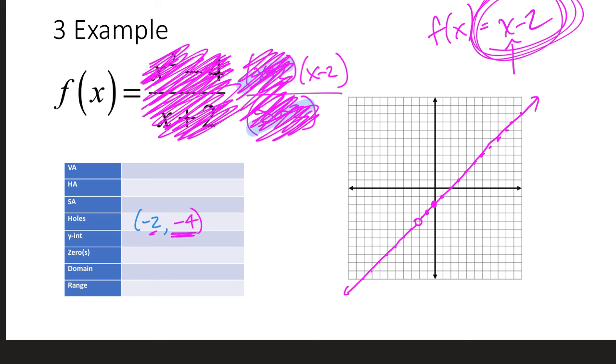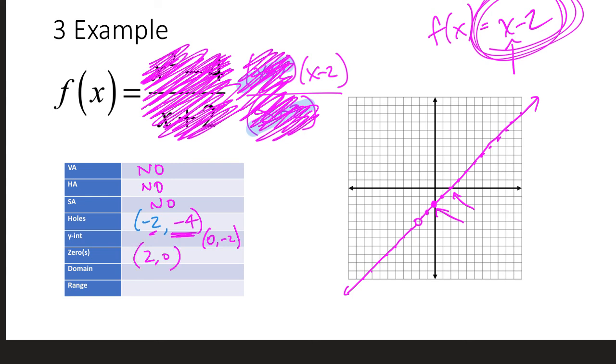So now, if you're looking at that picture, does it have a vertical asymptote? No. Does it have a horizontal asymptote? No. Does it have a slant asymptote? No. Does it have a y-intercept? Yes, it does. It's right here at 0, -2. Does it have a zero? Yes, it does. Right there at 2, 0.